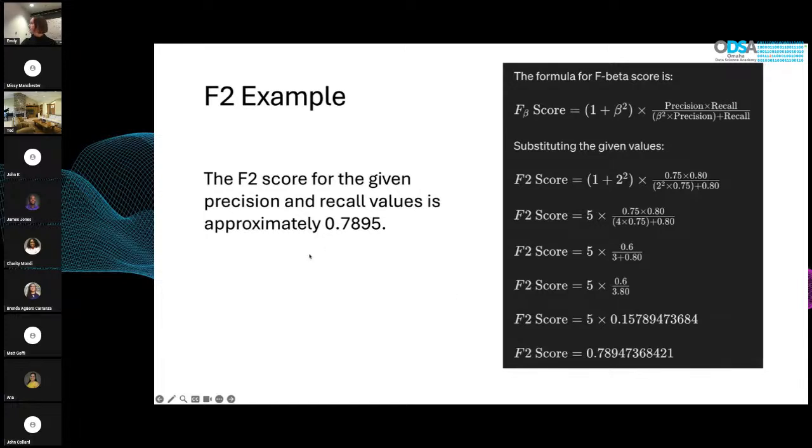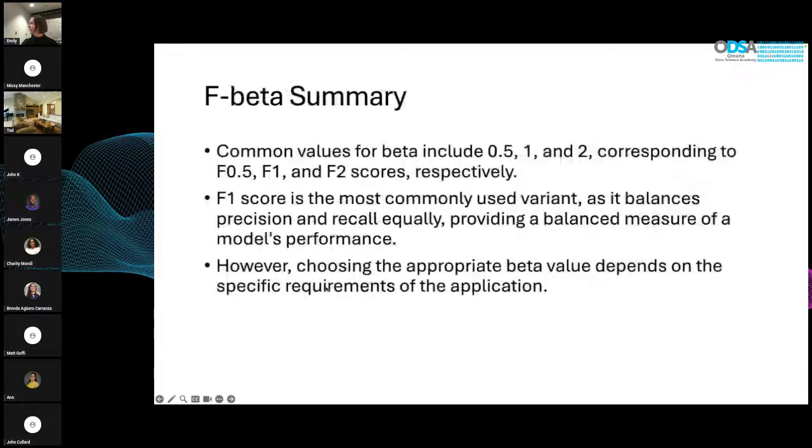Excellent. I meant to place this slide next, but I put it in the wrong spot. So in summary, common values for beta include 1, 0.5, 2, and the score is usually referred to as the F1, F2, or F0.5 score. Nothing more fancy than that. F1 score is the most commonly used variant. I would say F1 is commonly known in the field. If you end up using an F2 score, you might just have to describe what that is. Not everybody is necessarily familiar with it, though I found it very useful.